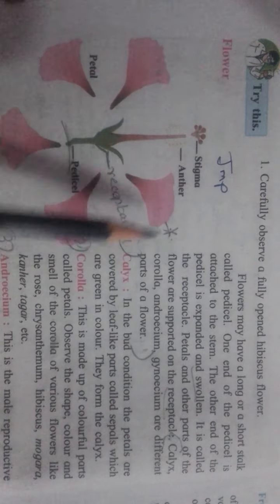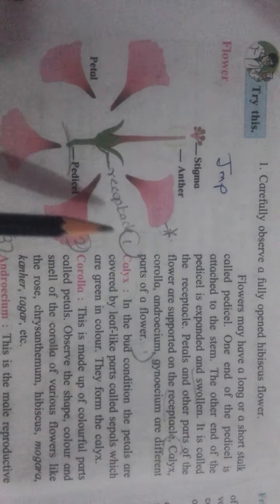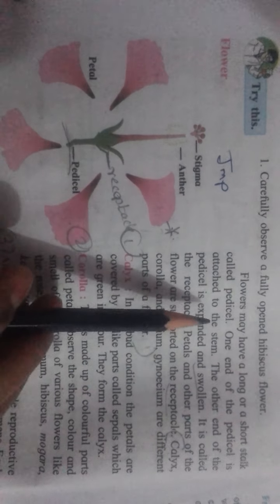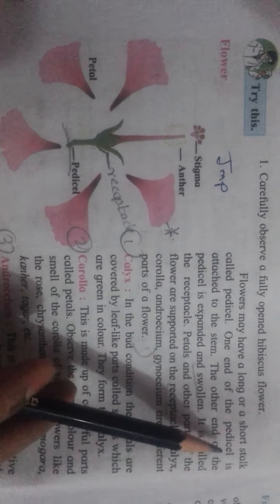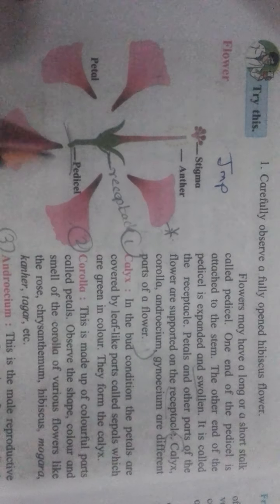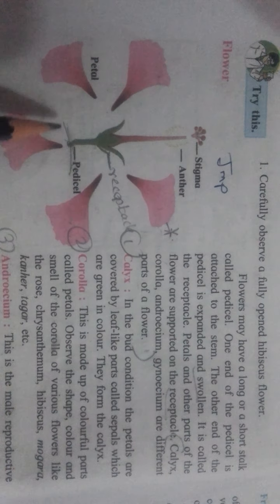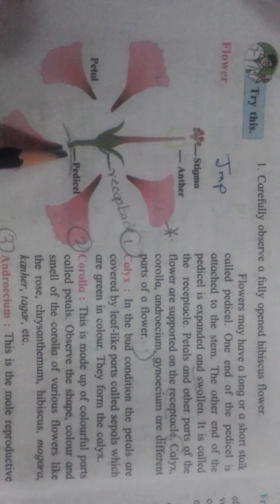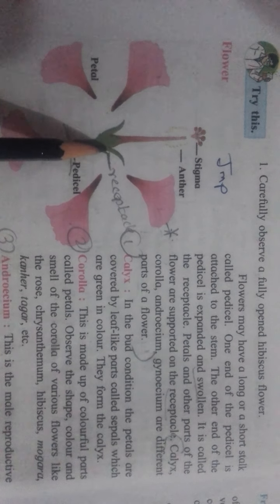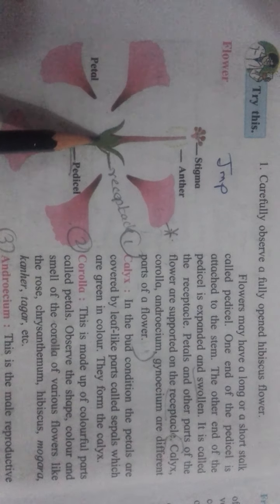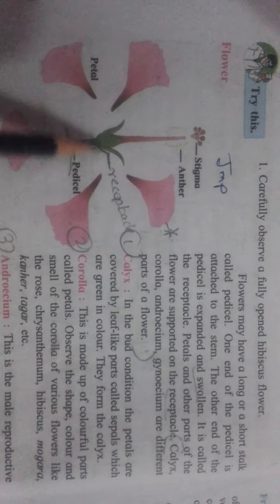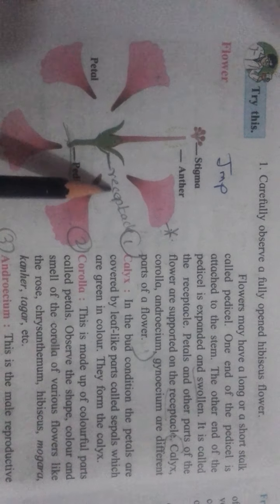Okay. Carefully observe a fully open hibiscus flower, or shoe flower. You can see this flower around your house. Okay. Flowers may have a long or a short stalk called pedicel. This is a pedicel. Okay. One end of the pedicel is attached to the stem. The other end of the pedicel is expanded and attached to this expanded and swollen part. It is called receptacle. Receptacle.